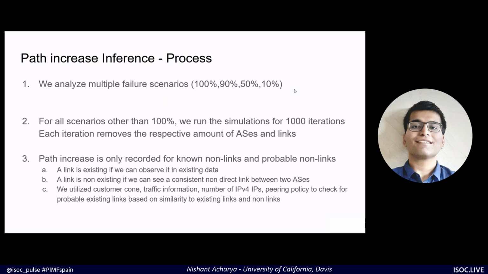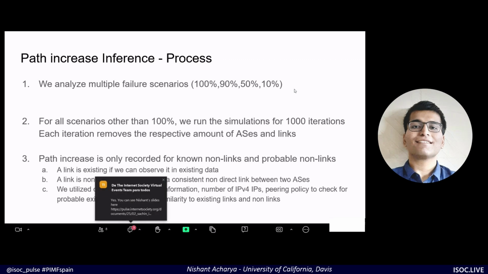The second thing we wanted to identify was the path increase inference. Essentially, we want to identify if an IXP fully or partially goes down, what would be the effect on the path length overall. So for this, we analyze multiple failure scenarios, partially due to the fuzziness of the process related to the inference. We take into account a 100% failure scenario, a 90% failure scenario, a 50% failure scenario, and a 10% failure scenario. For all scenarios that are less than 100%, again because of the partiality of the information, we run a simulation of 1,000 iterations, and each iteration removes random ASes and links associated with those ASes, and then we calculate the path increase.